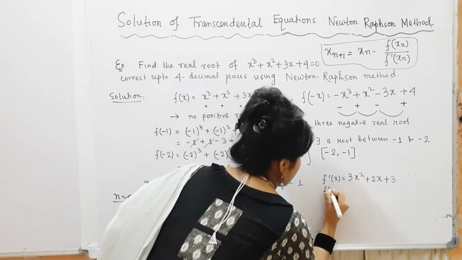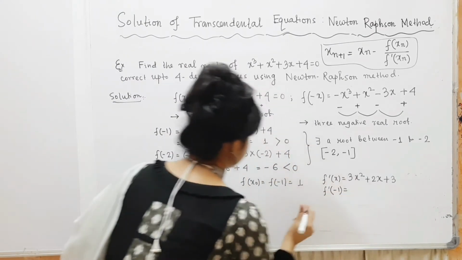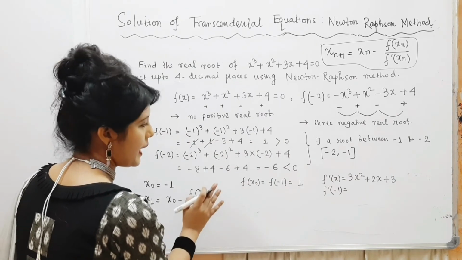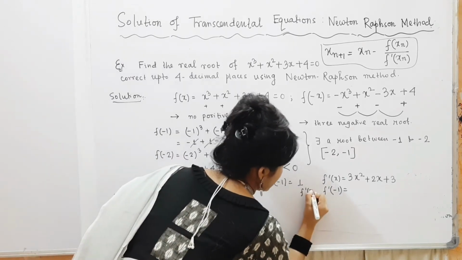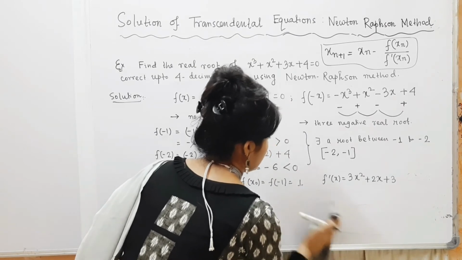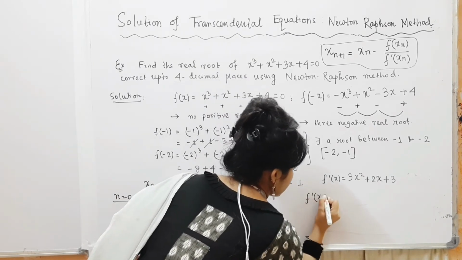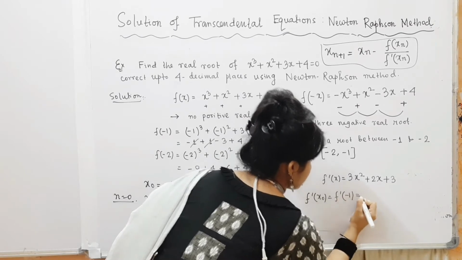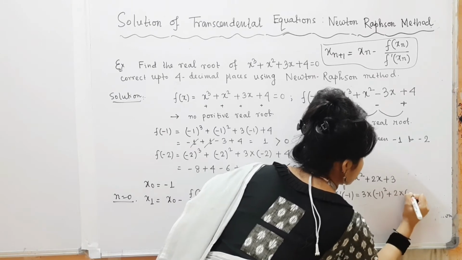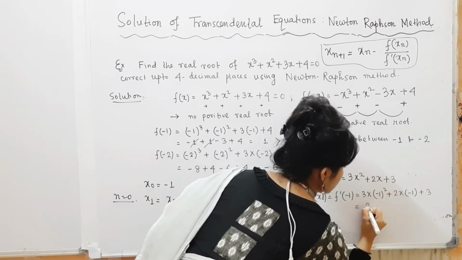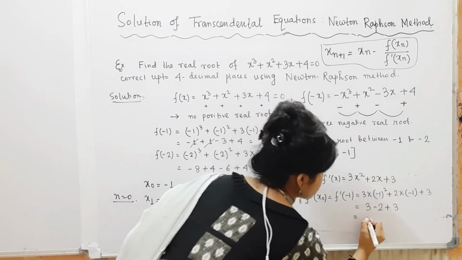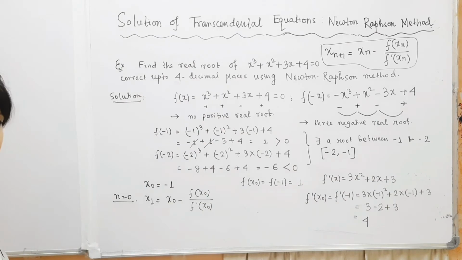Now we need f dash x0, that is f dash minus 1. So f dash x0 equals f dash minus 1, which is 3 into minus 1 whole square plus 2 into minus 1 plus 3. So this is 3 minus 2 plus 3. 3 plus 3 is 6, minus 2 is 4. So I have got all the values.